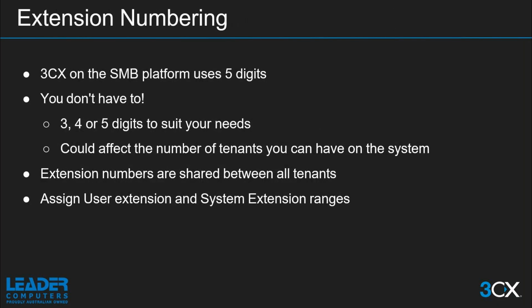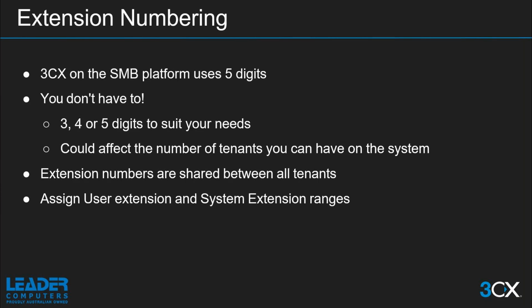And extension numbering. 3.6, the free version of the SMB platform, uses 5 digits, and you don't have to use 5 digits. That's totally up to you. You can use 3, 4, or 5. You can use 2 if you want, but that also restricts the number of users that you can have. So if you use 2, the number of users is basically from 0, 1 to 99. But if you use 3, that's basically 999 users, and 4 is 9999 users, and so on.